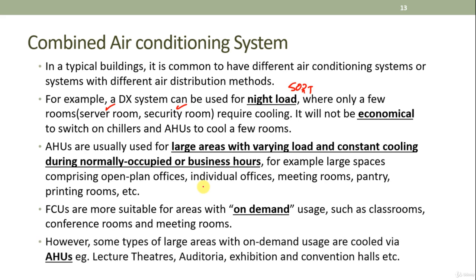But of course, for larger areas, sometimes even for on-demand usage such as lecture theaters or exhibition halls, it can be served by AHUs also. The AHU will be scheduled to switch on and off through the BMS, and it is more suitable in larger areas because you don't need to have multiple FCUs as we mentioned. You don't need to have 10 to 12 FCUs to serve one auditorium. You can have one big AHU to do so. And I hope you have a better understanding of air handling unit and fan coil unit now.